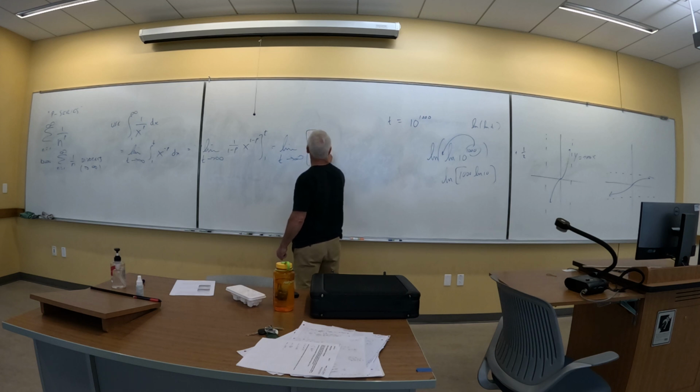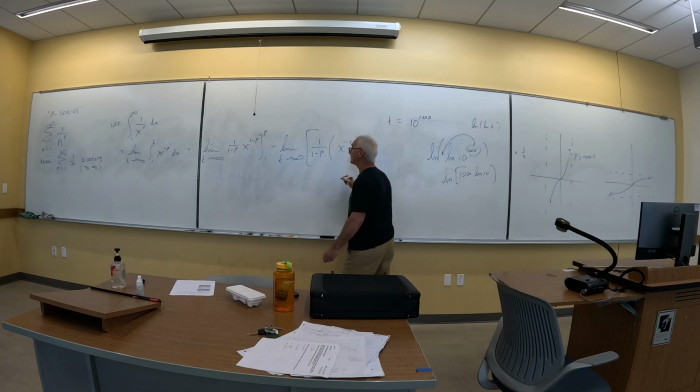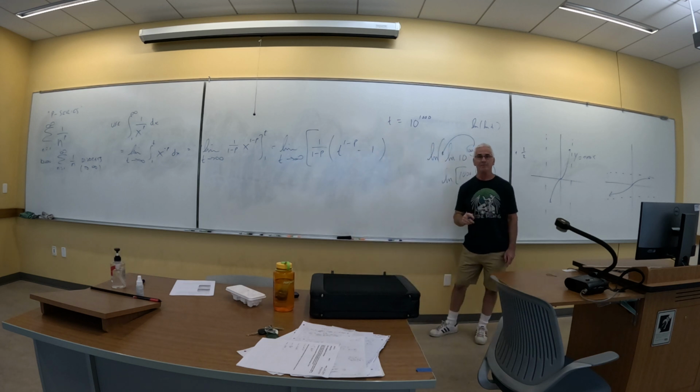Let me put this in front. Now I have x to the 1 minus p. Let's see, and then I have what? I'm sorry, it's t to the 1 minus p, look at that, didn't look quite right, minus 1 to the 1 minus p, which is just 1. t is growing without bound.